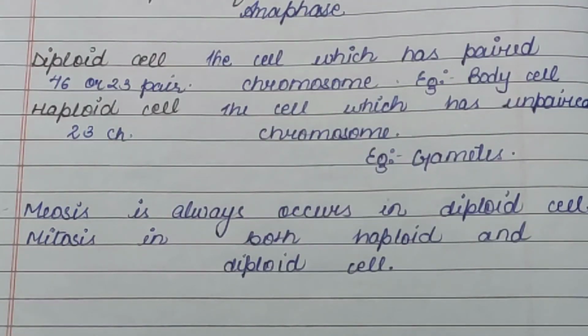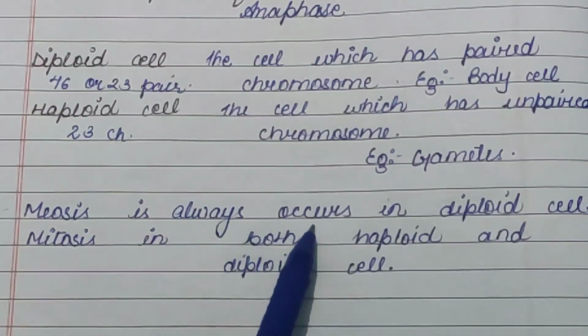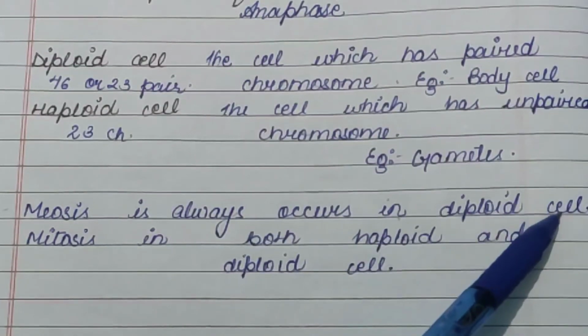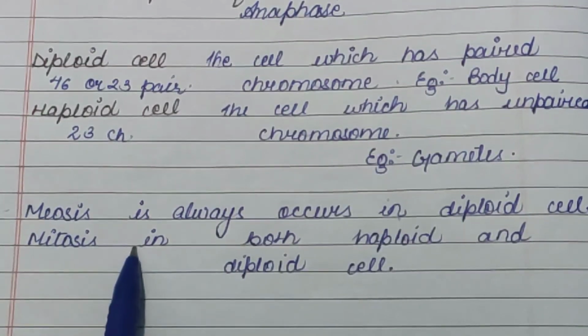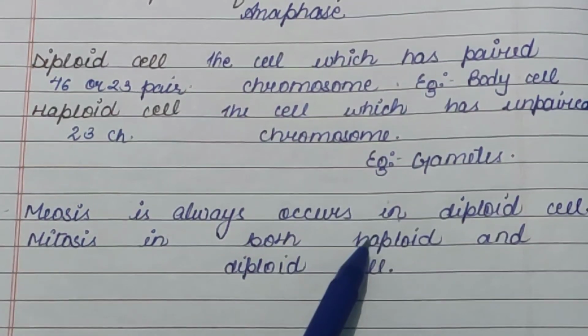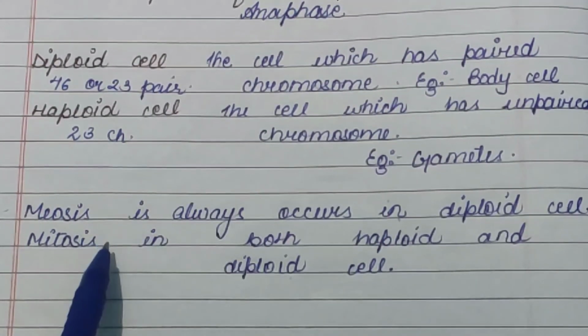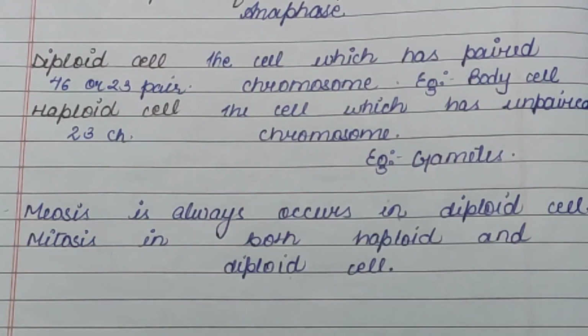So I have two more points. The first one is that meiosis always occurs in a diploid cell, which means that meiosis occurs only in diploid cells, or cells having paired chromosomes. The other point is that mitosis occurs in both haploid and diploid cells. So mitosis does not depend upon the number of chromosomes, because mitosis is an equational division, and it results in daughter cells having the same number of chromosomes.